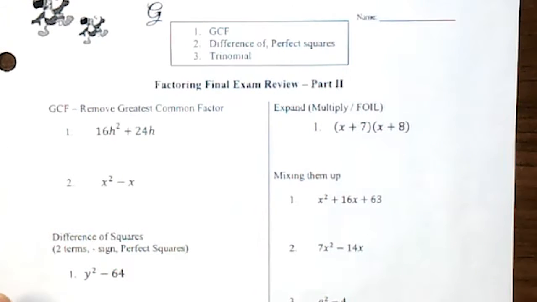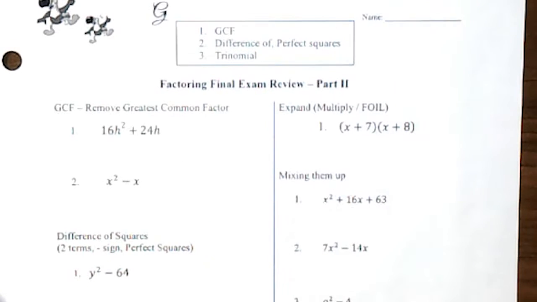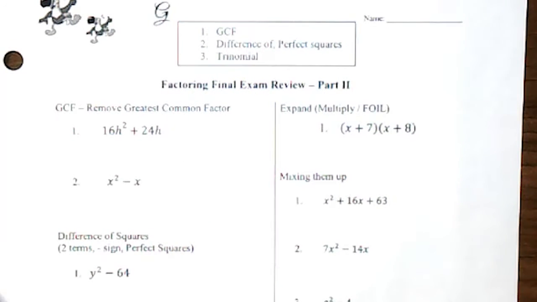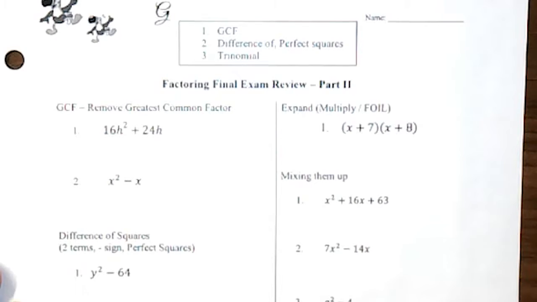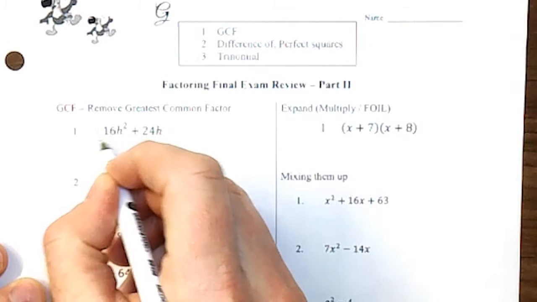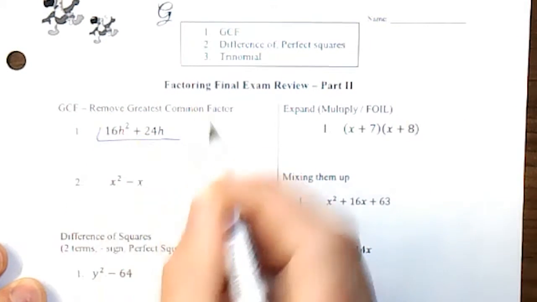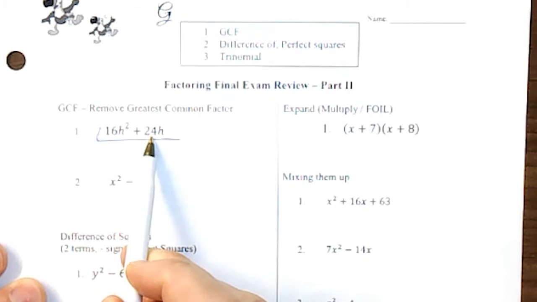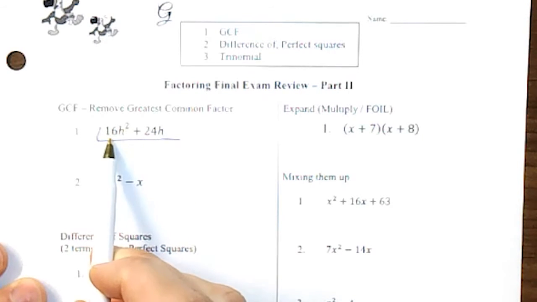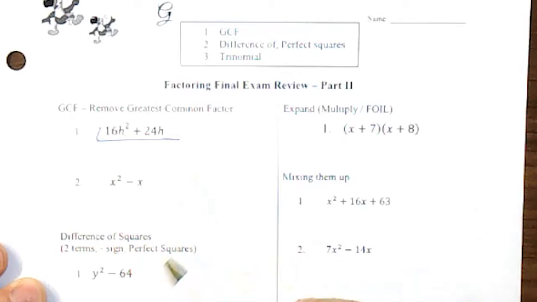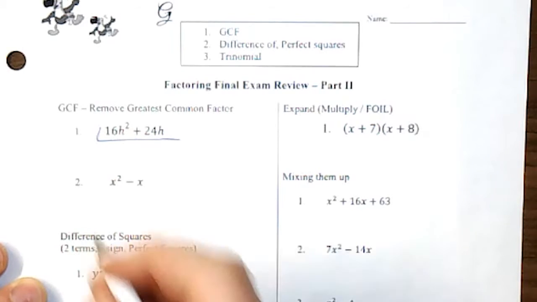Okay, for factoring, I'm going to go through one for each type and then get to mixing them up. So greatest common factor, remember we're going to do the ladder method and look for the biggest number or any number that goes into both of them. You could do 2, 4, 8, but if you do a small number, keep going until you get all of them. So 8 goes into both.